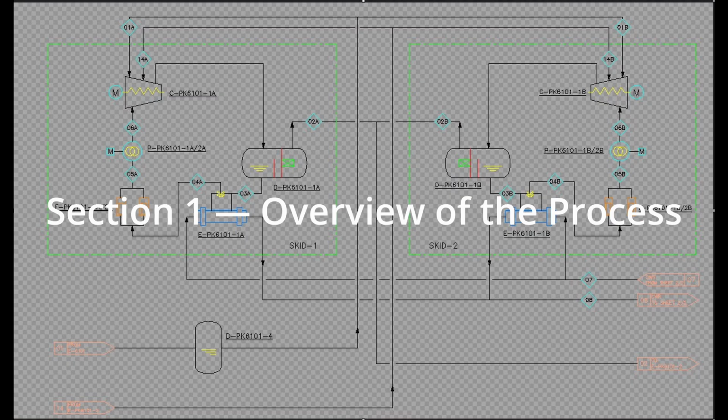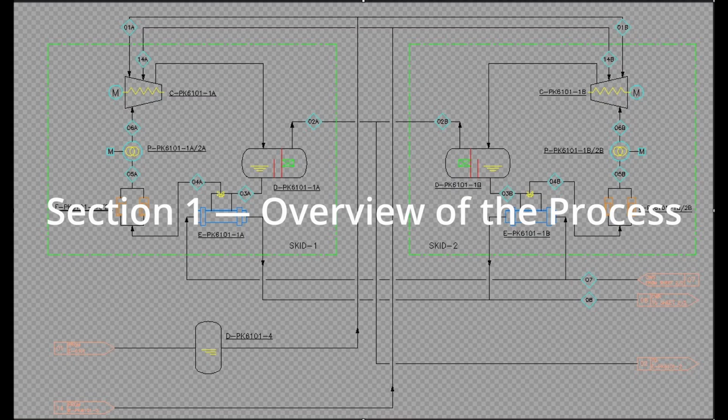Let's begin. Section 1, Overview of the process. The refrigeration package we are analyzing is divided into several key skids. Each skid performs a specific function inside the overall cooling and separation process.